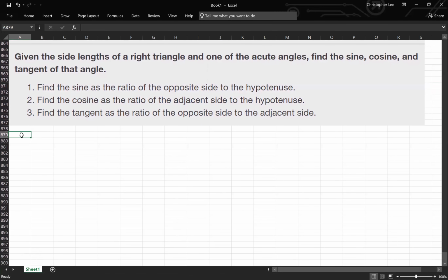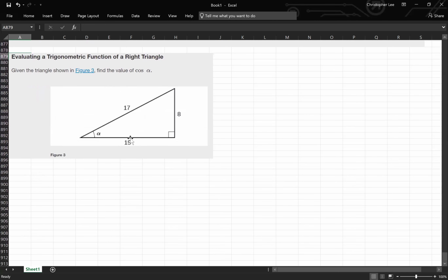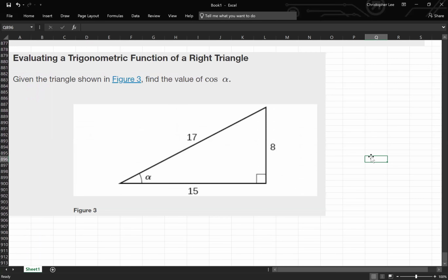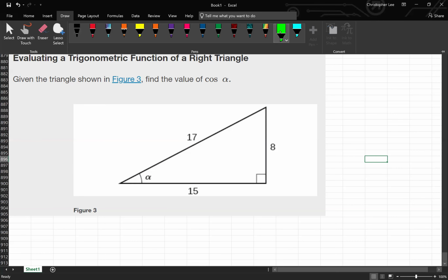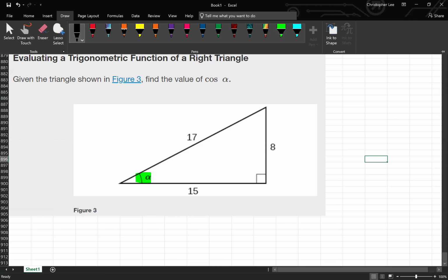Now let's look at an example. Promise you this is not that bad. Let me just make this a little bit bigger. It says, given the triangle shown here, find the value of cosine of alpha. Alpha is right here. This is my angle alpha, and I want to know what is cosine of alpha. But you know what? I'm going to take this up a notch.